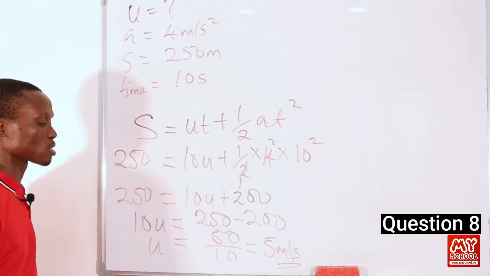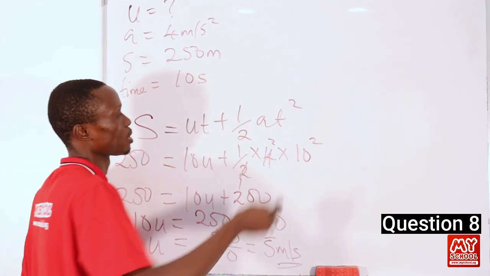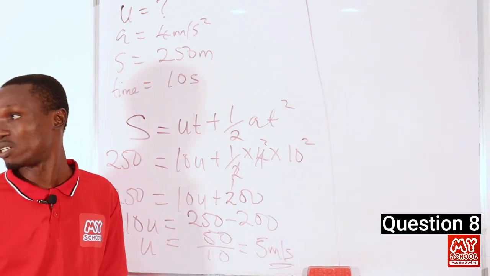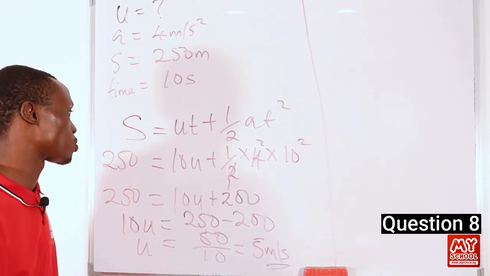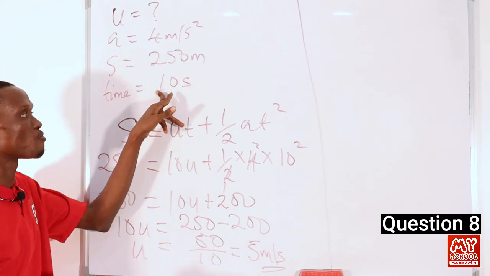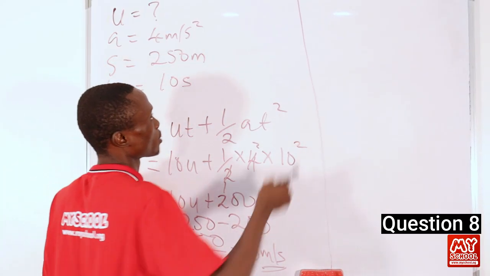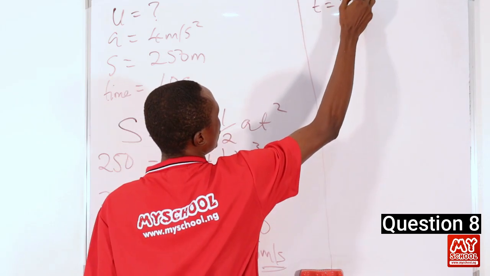So now that we have gotten our initial velocity, we are asked to calculate how far it will travel in the next 10 seconds. If this is the first 10 seconds, then the next 10 seconds will bring us to 20 seconds. So our t becomes 20 seconds.